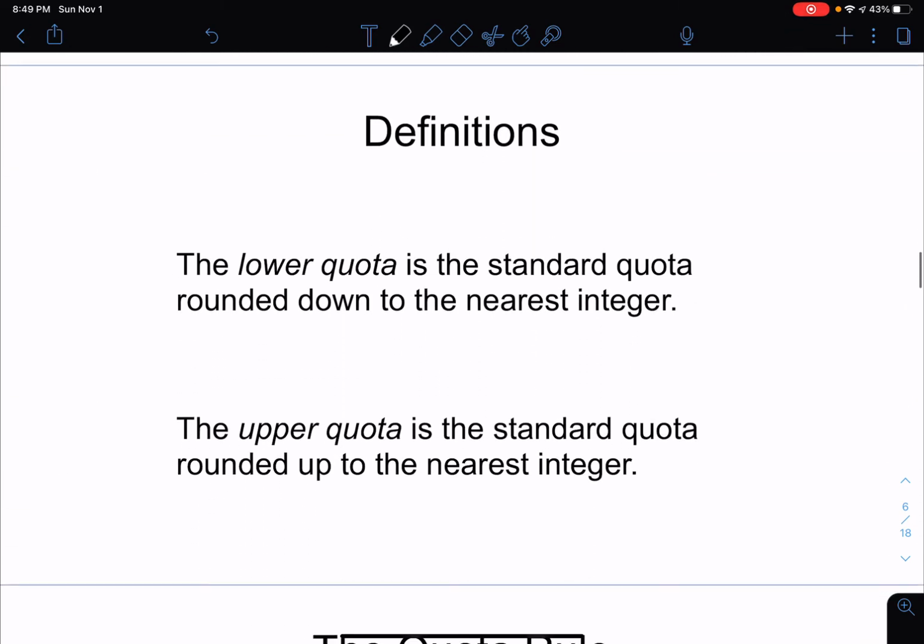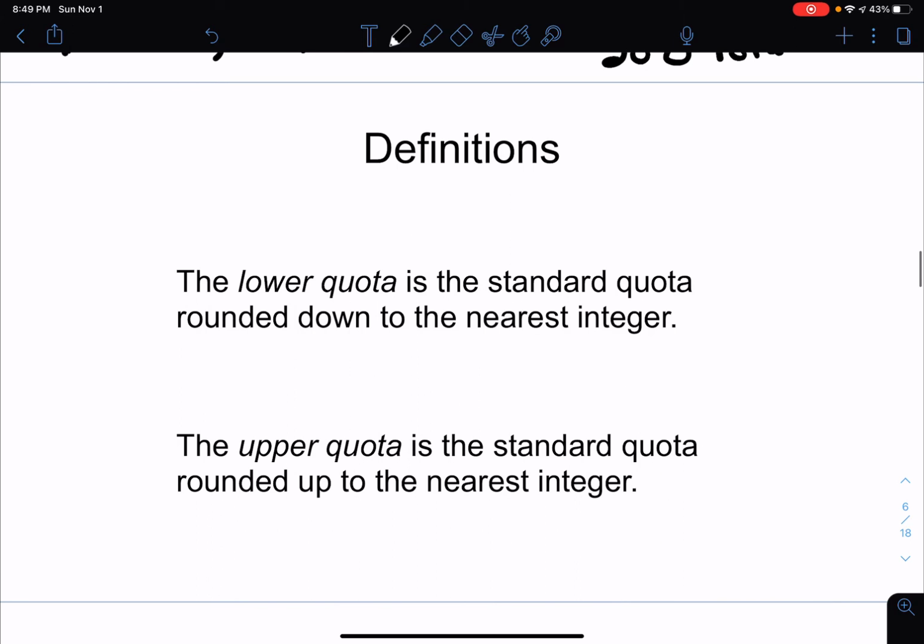The title of this video had the words quota methods in it because the 2 methods we're going to focus on, Hamilton's and Lowndes' methods, do focus on making sure you get either the lower quota or the upper quota for your number allocated. The lower quota is the standard quota rounded down to the nearest integer. The upper quota is the standard quota rounded up to the nearest integer.